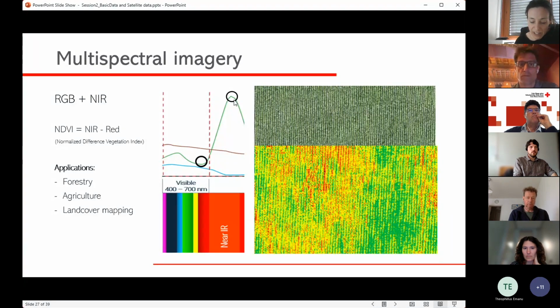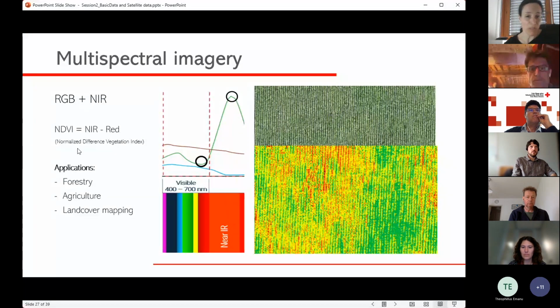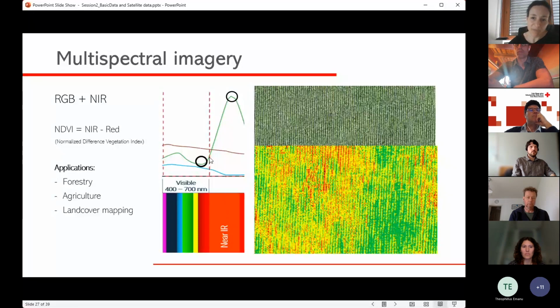We can even calculate a so-called normalized difference vegetation index. No need to remember the word, but you may have heard it already. But what it basically does, and this is a simplified formula here, is just taking the high values here and subtracting the low values in red, because the plants absorb the red light, and the bigger that difference, the healthier the plant. So this is a nice way to then visualize this data.